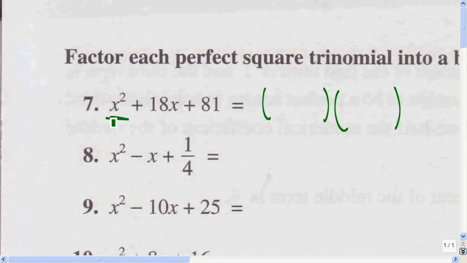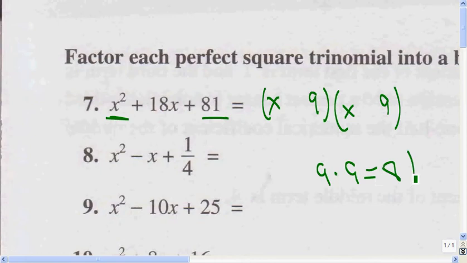What are the factors of x squared? X and x. And then what are the factors of 81? Well, it doesn't matter. All I've got to do is square root 81, and that gives me 9. The square root of 81 is 9, because 9 times 9 equals 81. A square root of a number is a number that when you multiply it times itself gives you that number.